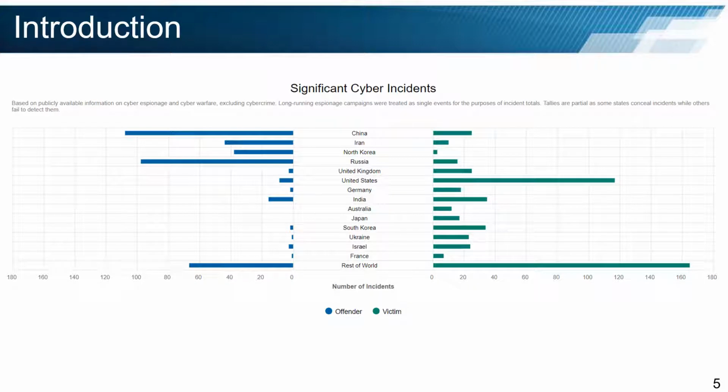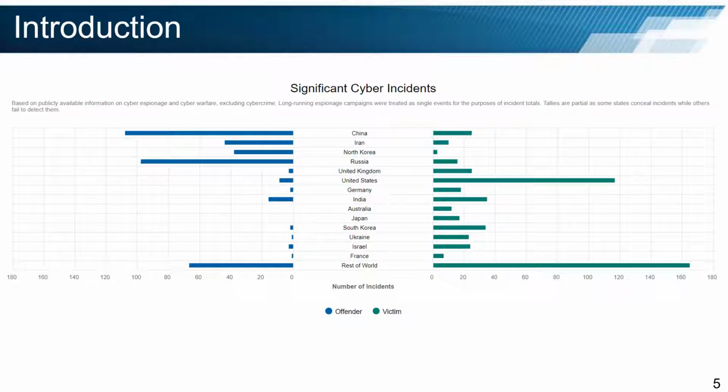The Center for Strategic and International Studies, CSIS, has kept a running list of significant cyber incidents since 2006, mainly focusing on cyber attacks on government agencies, defense and high-tech companies, or economic crimes with losses of more than $1 million. This listing is a great resource, and you will find the location in the references for this presentation.